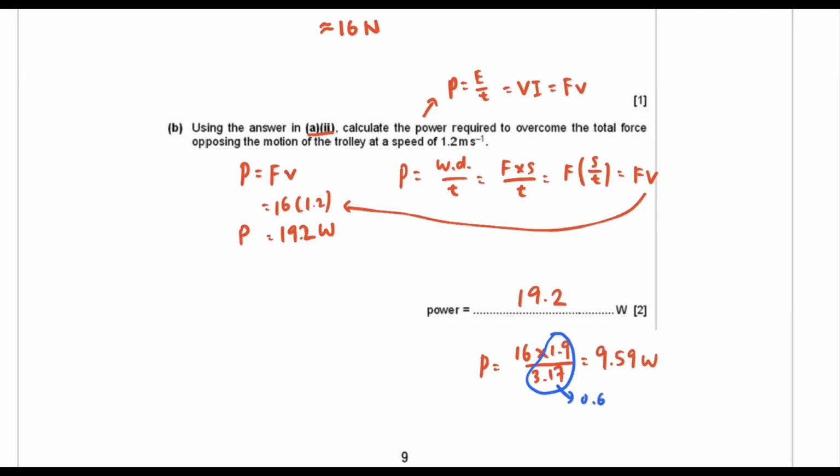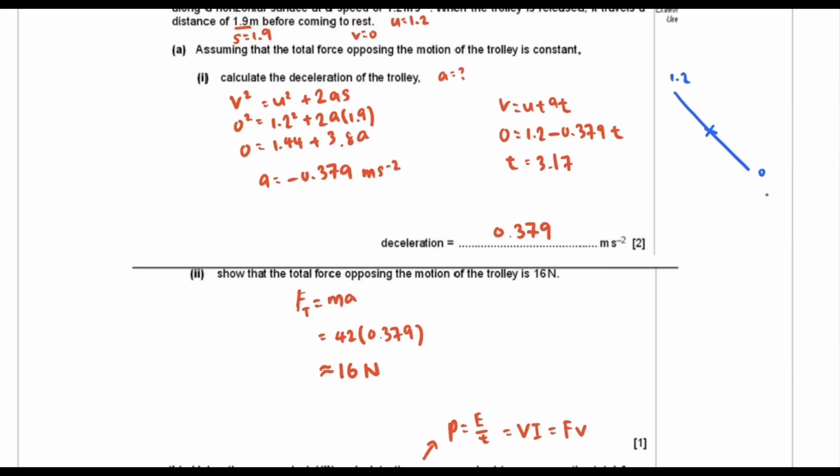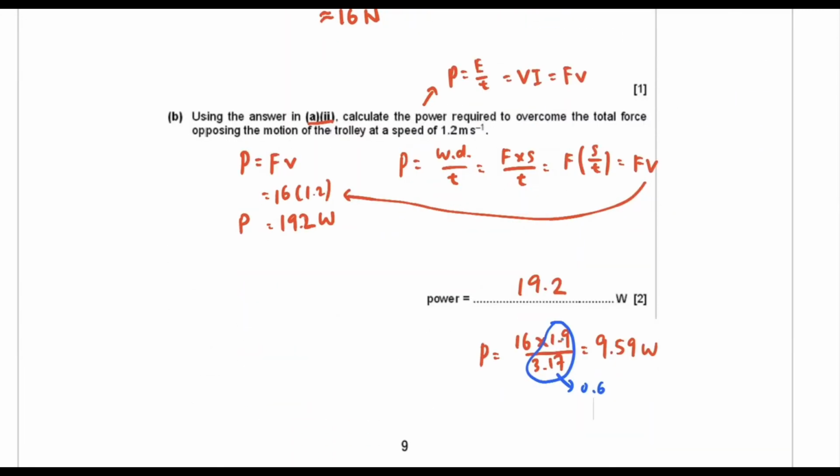But if you are using this, we assume the velocity is 1.2 and no deceleration happens. So it's that situation, no deceleration happens, the power when the speed is 1.2. Then you get 1.2. In this one deceleration happens, so you take the average between the 1.2 and 0. The average is 0.6. Then that's why you get the power to be half of this answer.